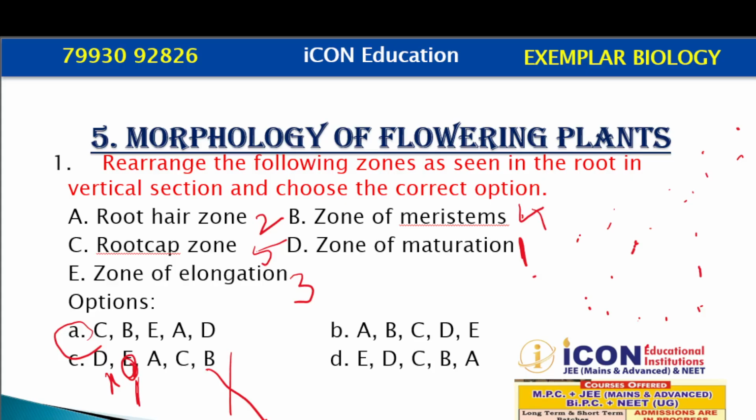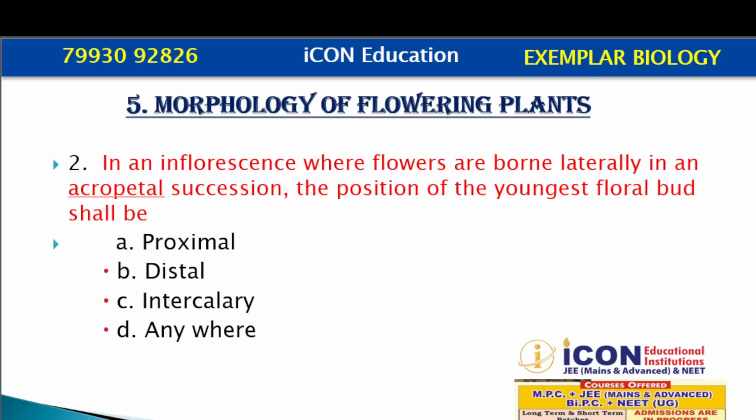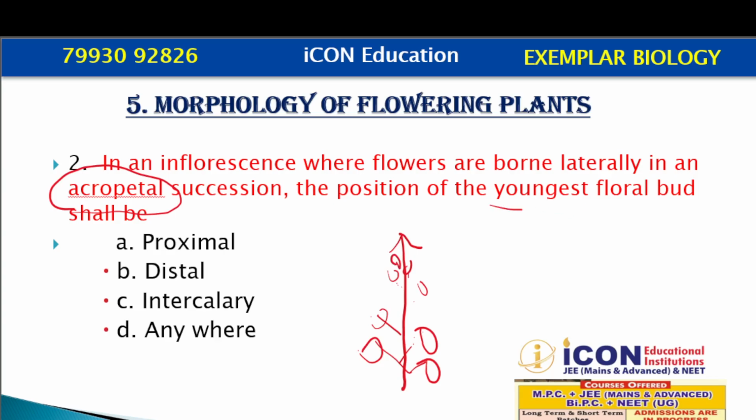Question number 2. In an inflorescence where flowers are borne laterally in an acropetal succession, the position of the youngest floral bud shall be. So, here in the inflorescence, the flowers are arranged in the acropetal succession. Acropetal succession means the older flowers are there at the base and young flowers are there at the top. So the position of the youngest flower is asked. Youngest flower is there at the top.